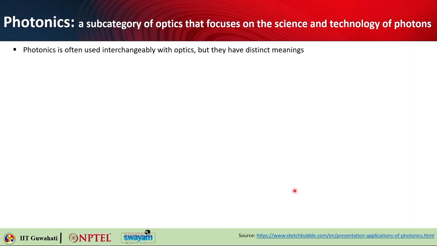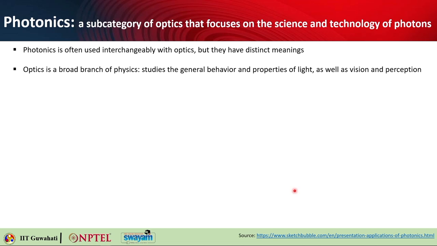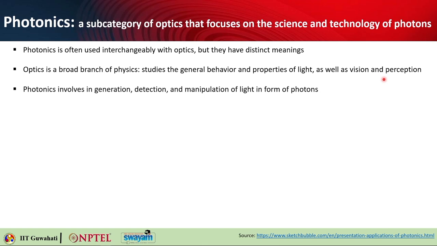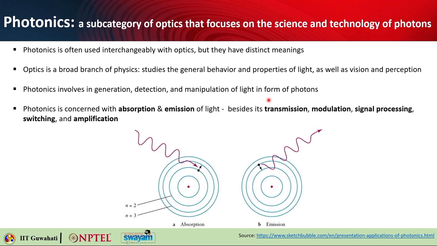Now let us introduce a new term called photonics, which is basically a subcategory of optics that focuses on the science and technology of photons. Photonics is often used interchangeably with optics, but they do have distinct meanings. They are not exactly the same. Optics is a broad branch of physics that studies the general behavior and properties of light, as well as vision and perception. Whereas photonics involves the generation, detection and manipulation of light in the form of photons. Photonics is concerned mainly with absorption and emission of light, besides its transmission, modulation, signal processing, switching and amplification.